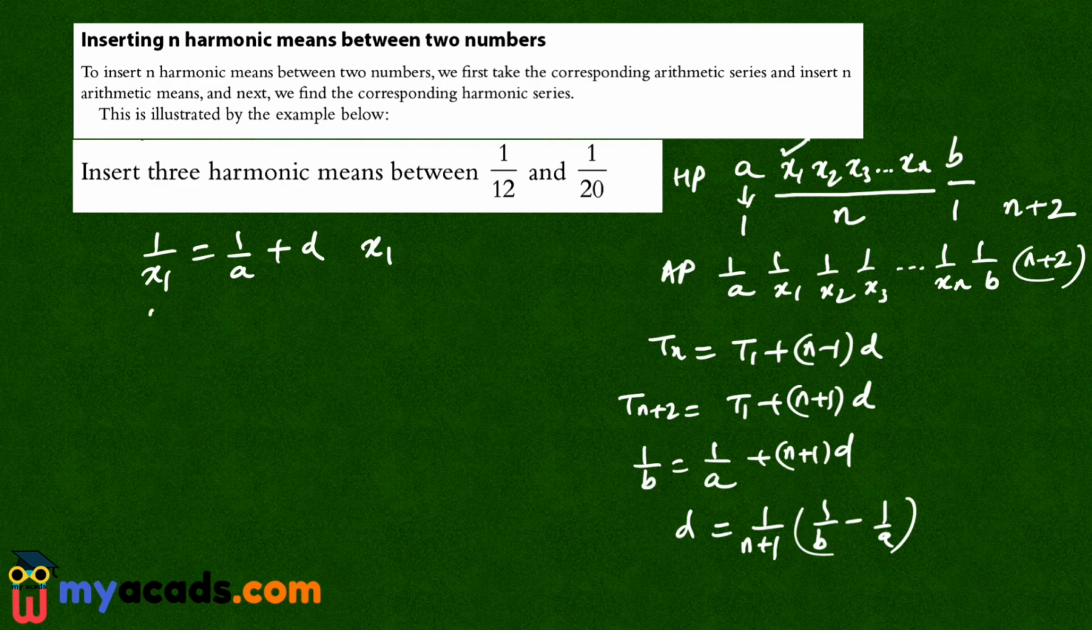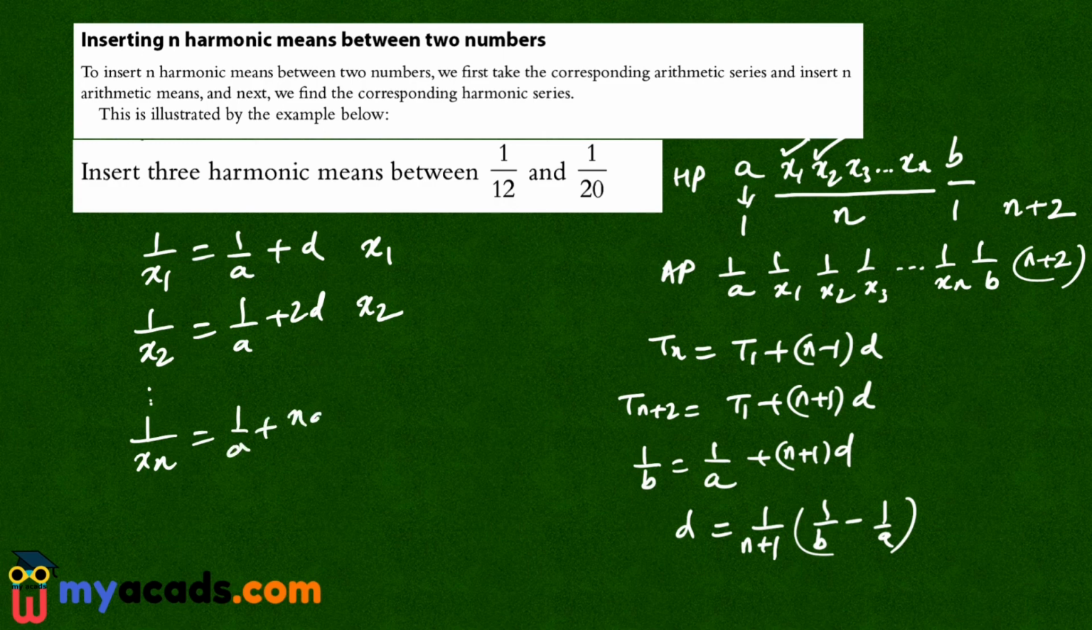Similarly, I can also find the value of 1 upon x2, that is 1 upon A plus 2D. From this I can find the value of x2, that is my second harmonic mean. Similarly, I can find the value of 1 upon xn, that is equal to 1 upon A plus nD. From this I can find the value of xn, that is my nth harmonic mean.